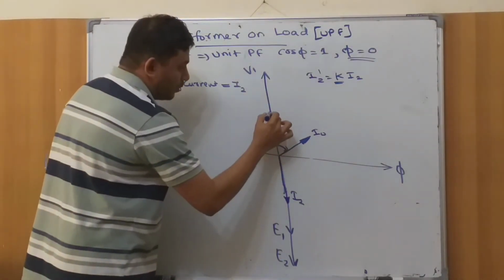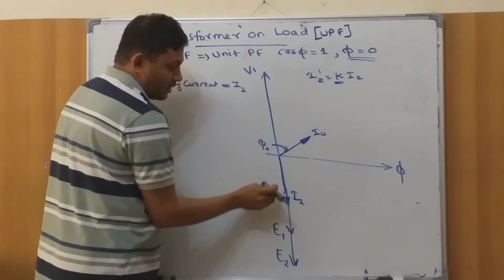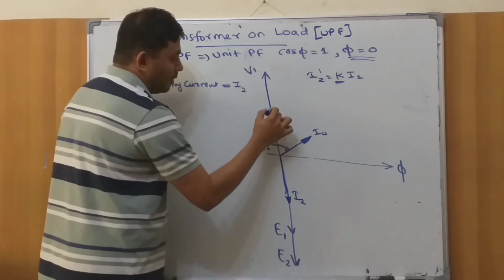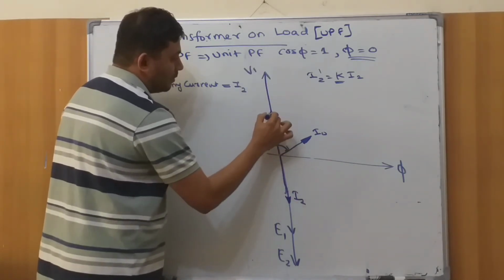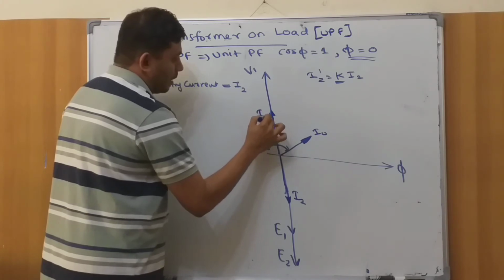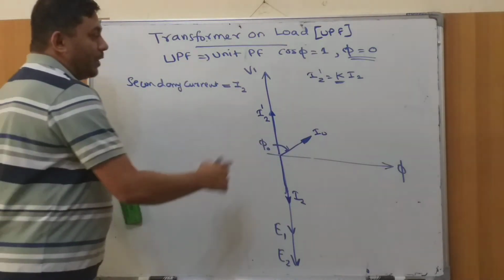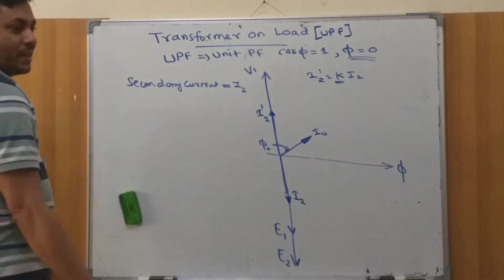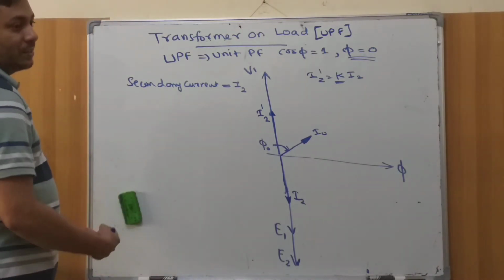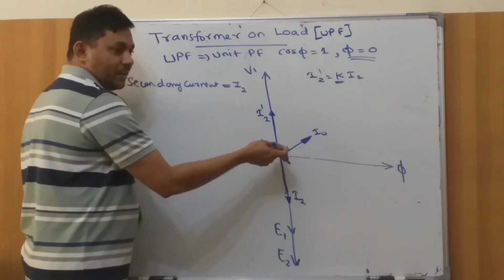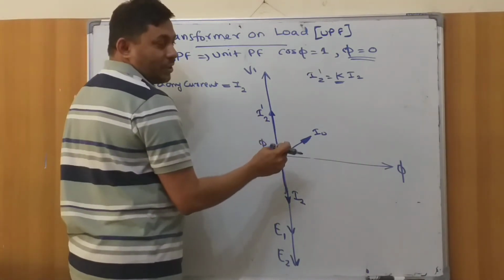Correct? So what I'm going to do is project this particular I2 on the primary side, because the primary side is V1. So I'll get something here which is I2 dash. Correct? So now we have both, right? I0 is there, I2 dash is there. Now we want to add them, right? You cannot simply add. Why? Because they are not in the same angle, correct? So what should I do? I should do vector addition.